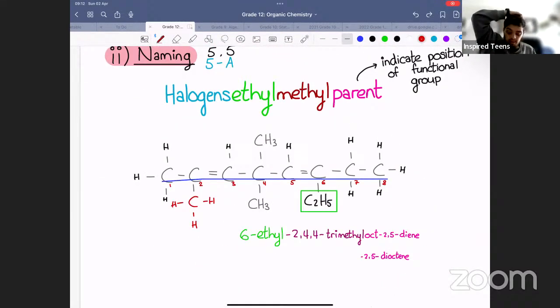Then we're done with that, because there was no halogen, so we just did ethyl, methyl, and then the parent. The parent in this case was an alkene with 8 carbons, and it had 2 double bonds. So we definitely indicated the position of the double bonds in the IUPAC name.